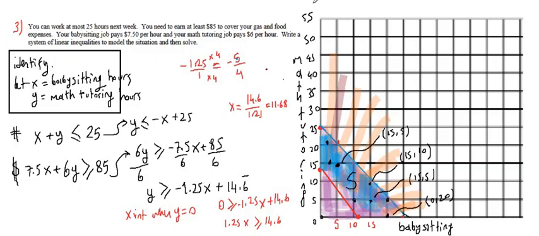So the maximum money she can make is at 0, comma 25. I think from this point she can make the maximum amount of money because if you plug in 7.5 times 0 plus 6 times 25, that gives you 0 plus $150. So $150 is the maximum money she can make by just tutoring math 25 hours and 0 hours babysitting.